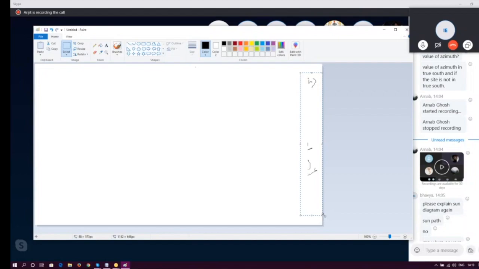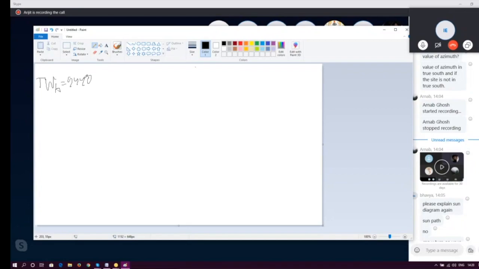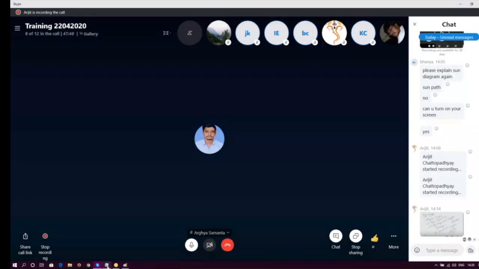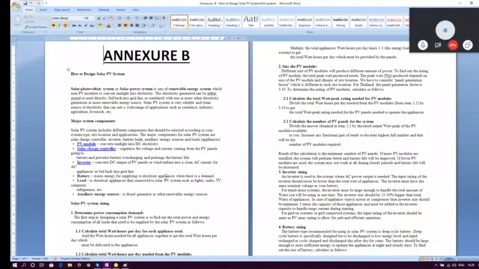Now, once we have got that, we just write it down. Once we have got the total watt hour as 9440, and the total wattage as 680 watt, this is our off-grid load analysis, right? Now I am giving the first step that we are going to follow for the customers. I hope you guys can see the screen.